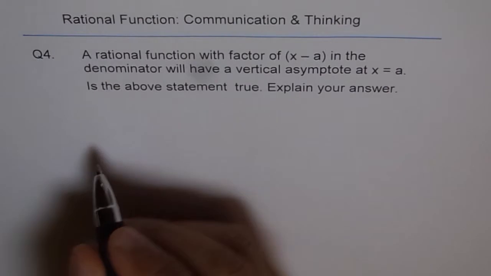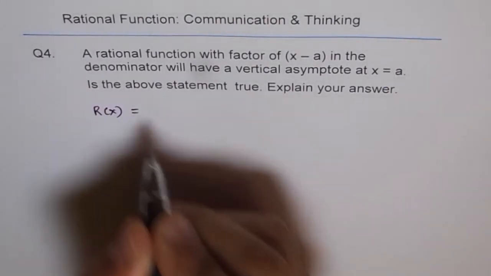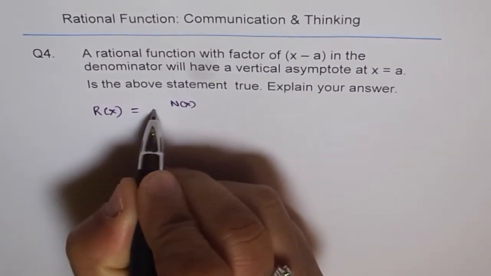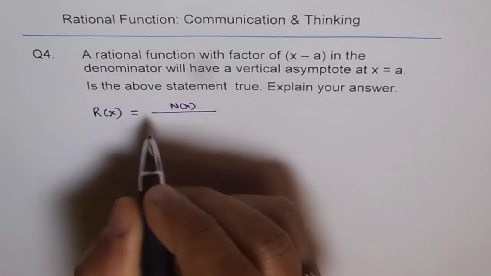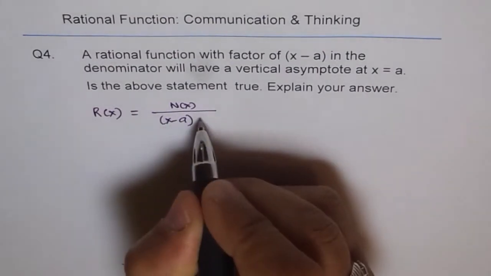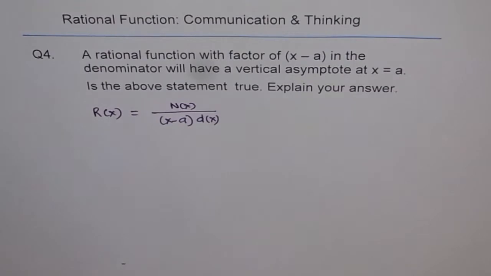Well, let's look into it like this. Let's say this is my rational function r of x, and the question says it is something, let's say numerator n of x over, in the denominator, we have something plus also a factor like x minus a, right? And there could be something else also here, okay? But there is x minus a in the denominator. In that case, will this have a vertical asymptote at x equals to a? That is the question, right?